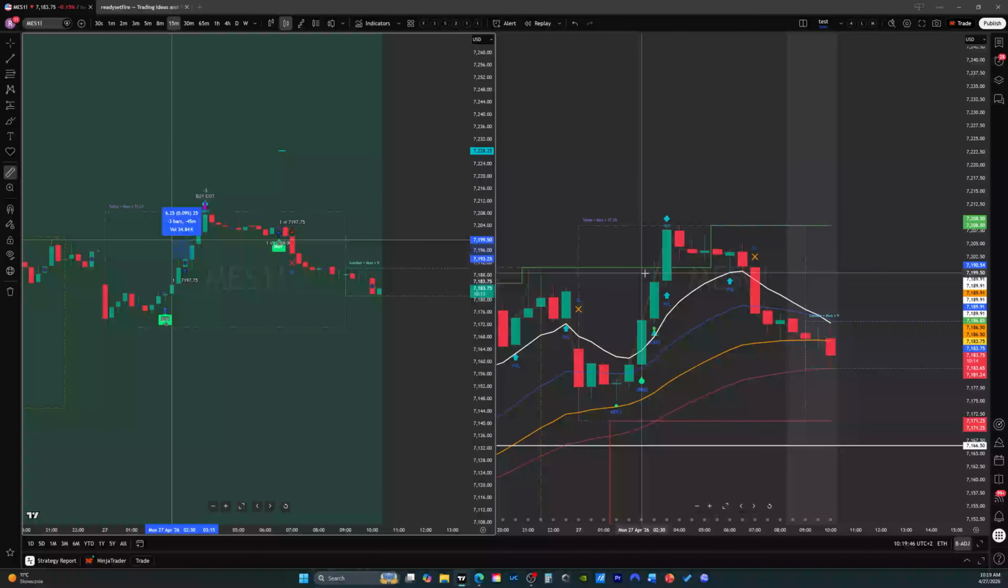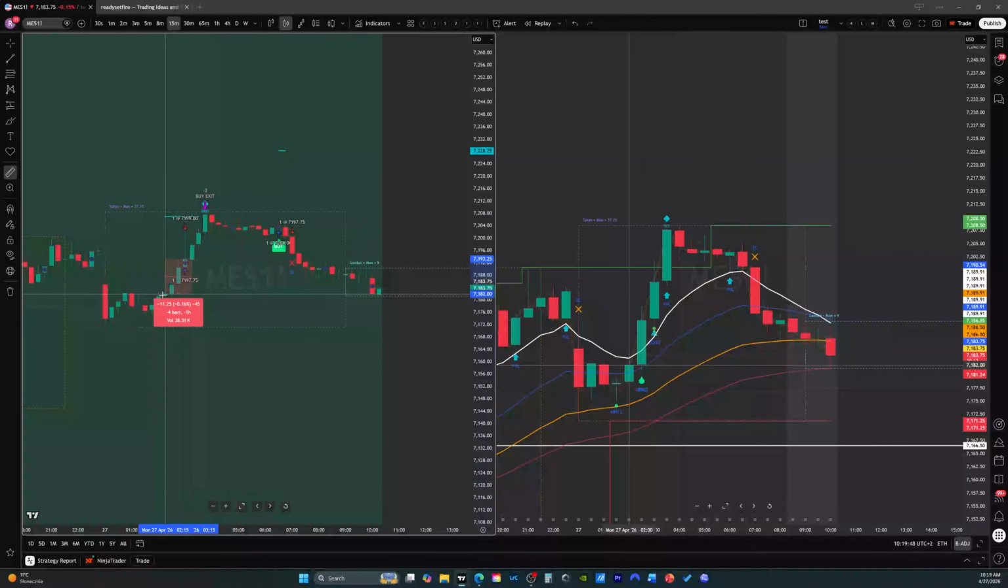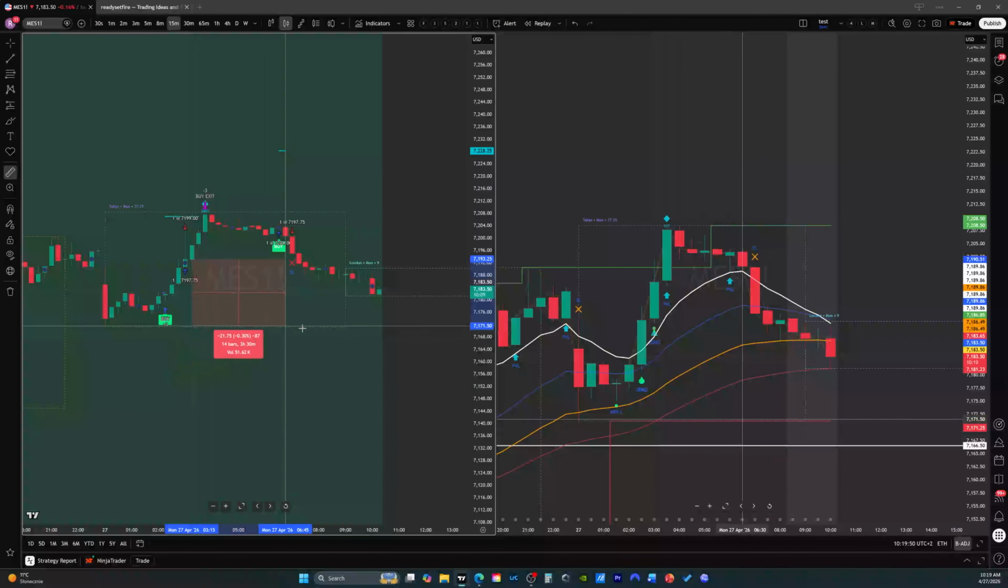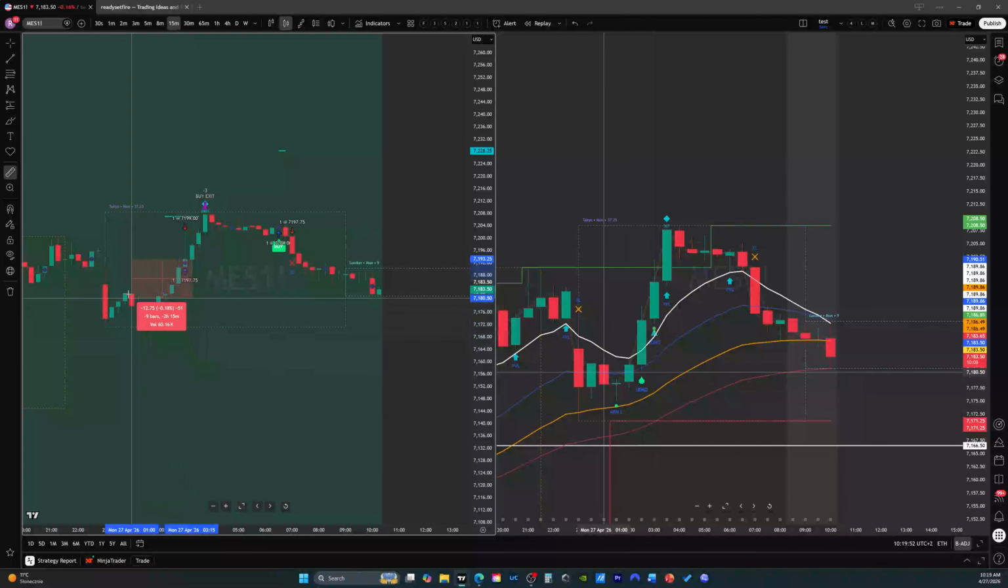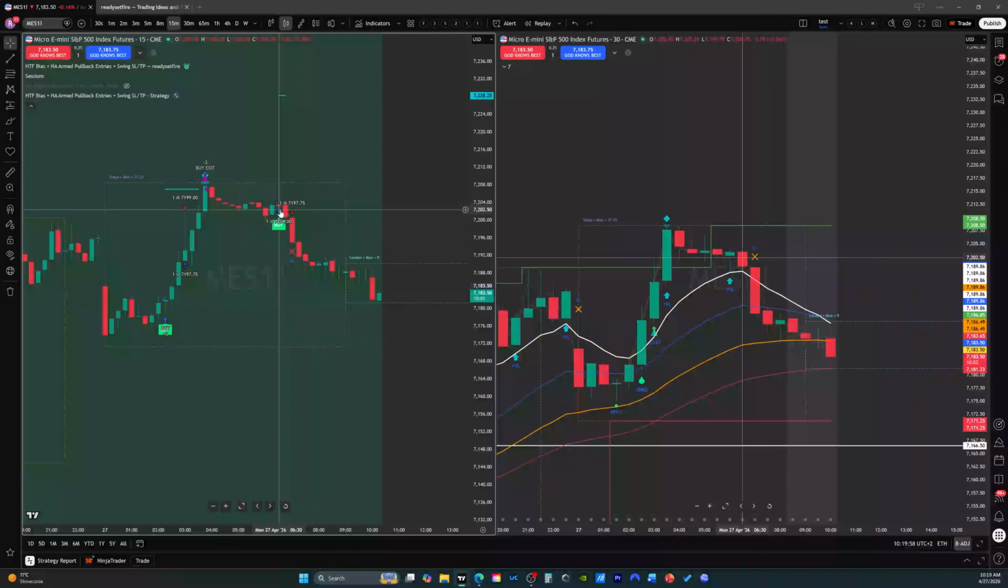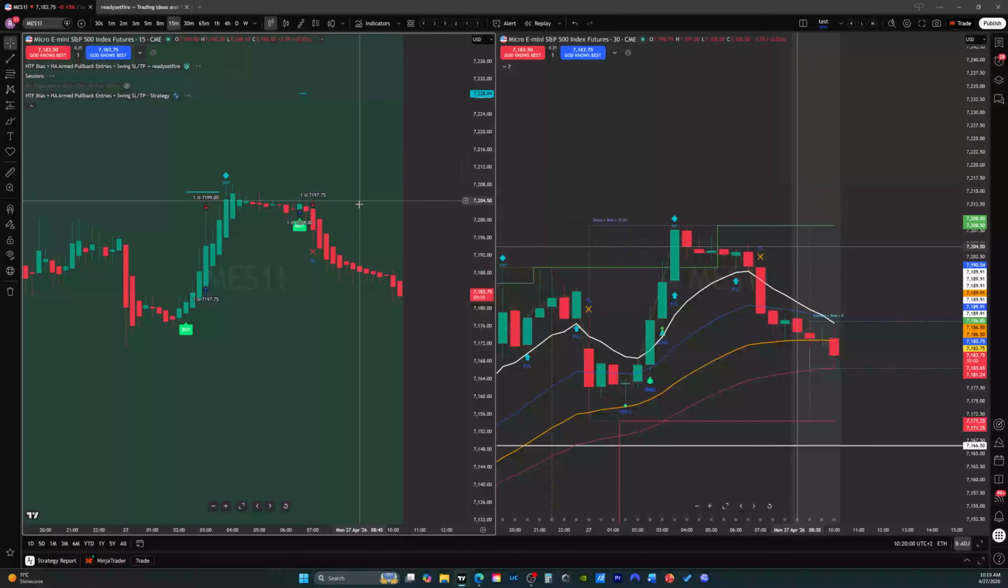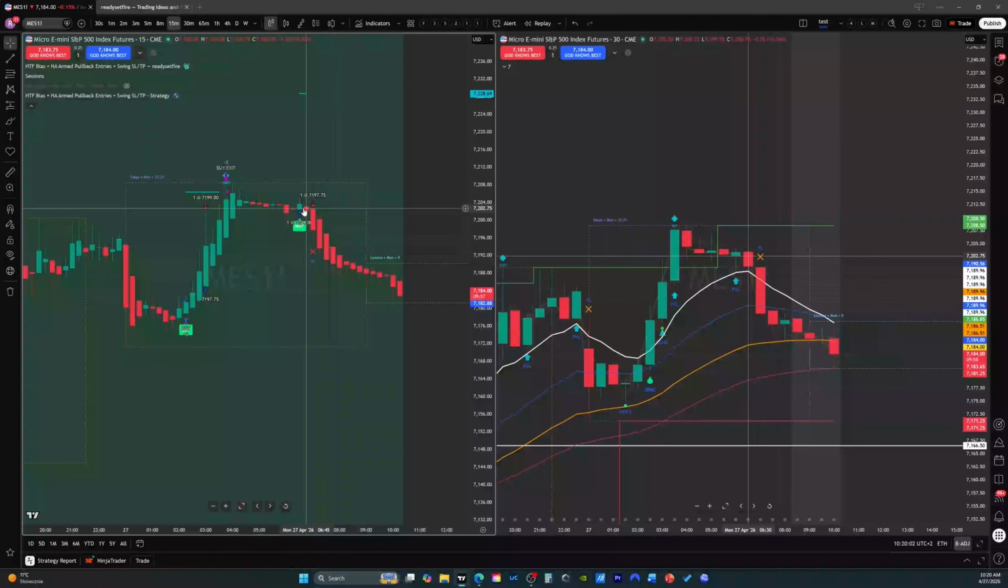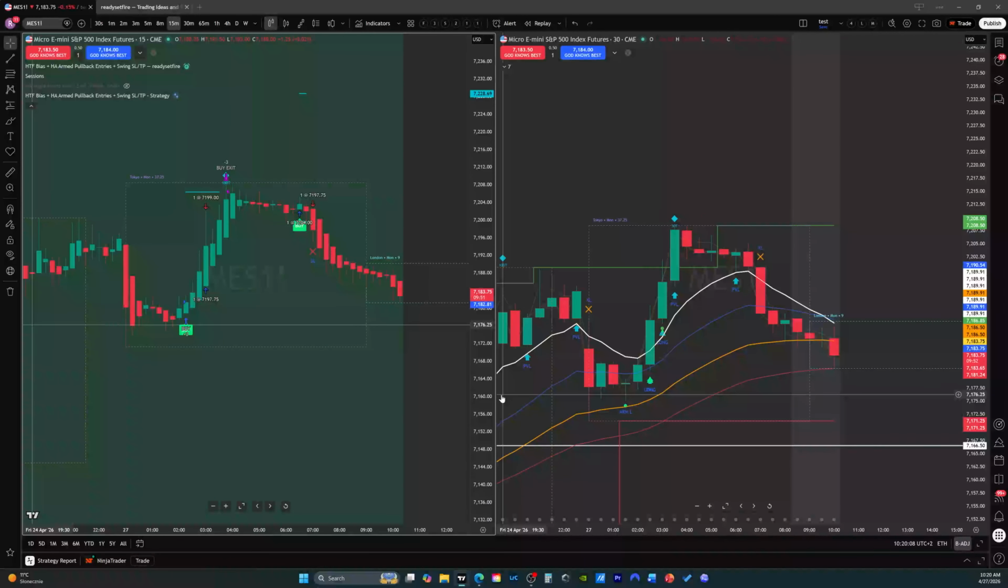But regardless, I messed that one up. So that was a small win. Then I entered this entry over here, went back to my Heikin Ashi candles, and this one stopped me out for like 20-some ticks. Small loss, but it's okay. That's part of the entries.